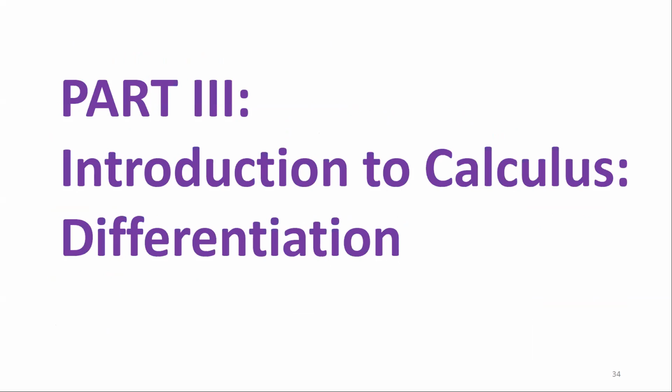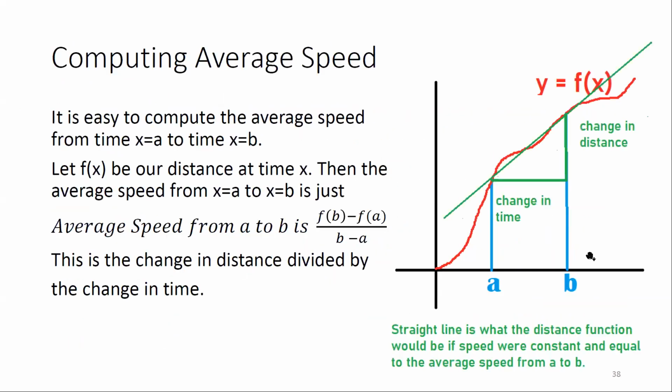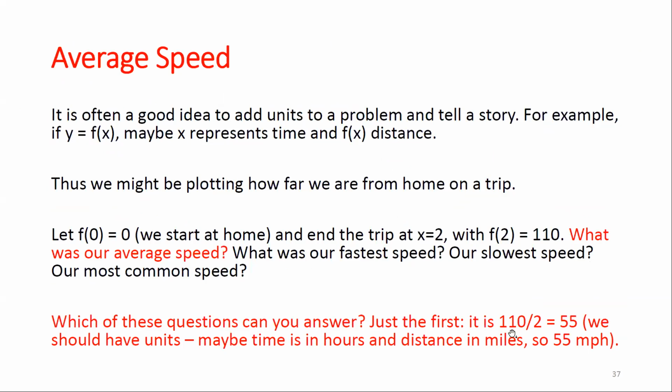We then went into a quick introduction to calculus and differentiation. So we talked about average speed. If we start at home at time 0, and at time 2 we've traveled 110 miles, what's our average speed? That would just be 110, the total distance traveled, divided by 2, the amount of time, or 55 miles per hour would be the average speed.